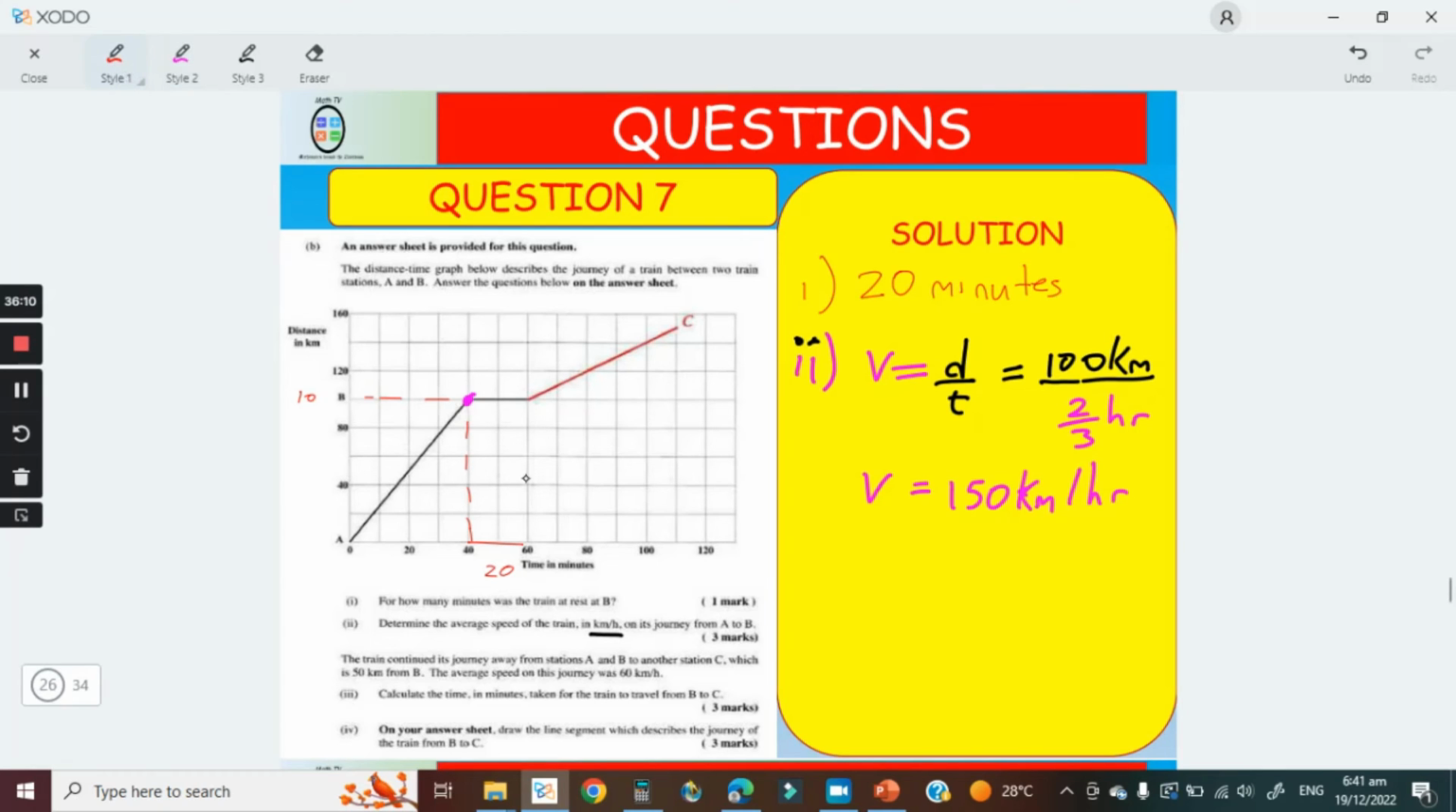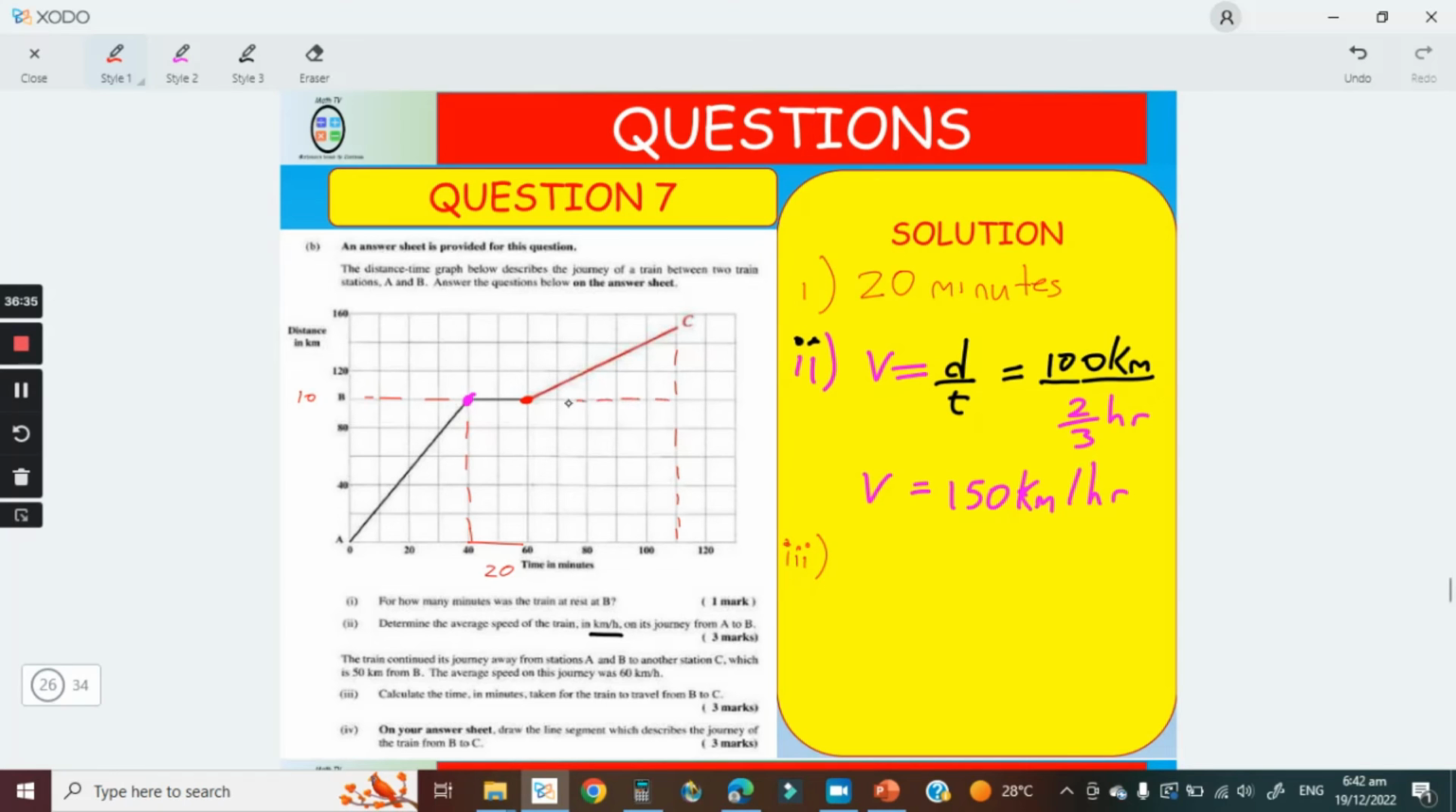Now we need to calculate the time, right? So notice once it leaves station B, what they pretty much told us is we need to find out this time. If you're using the graph, you might say it is 110. No problem. But let's say you didn't want to use the graph. You wanted to work it out.